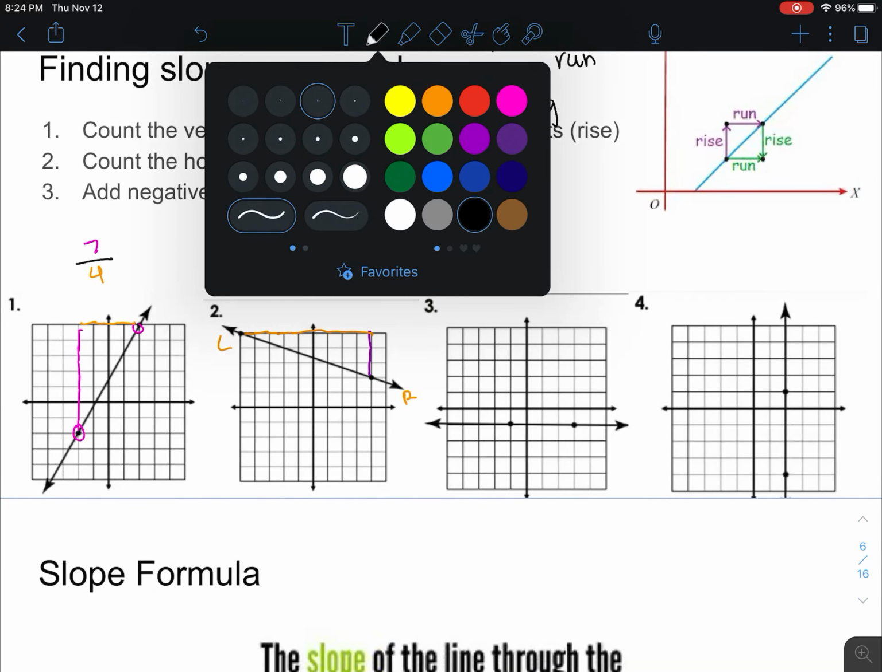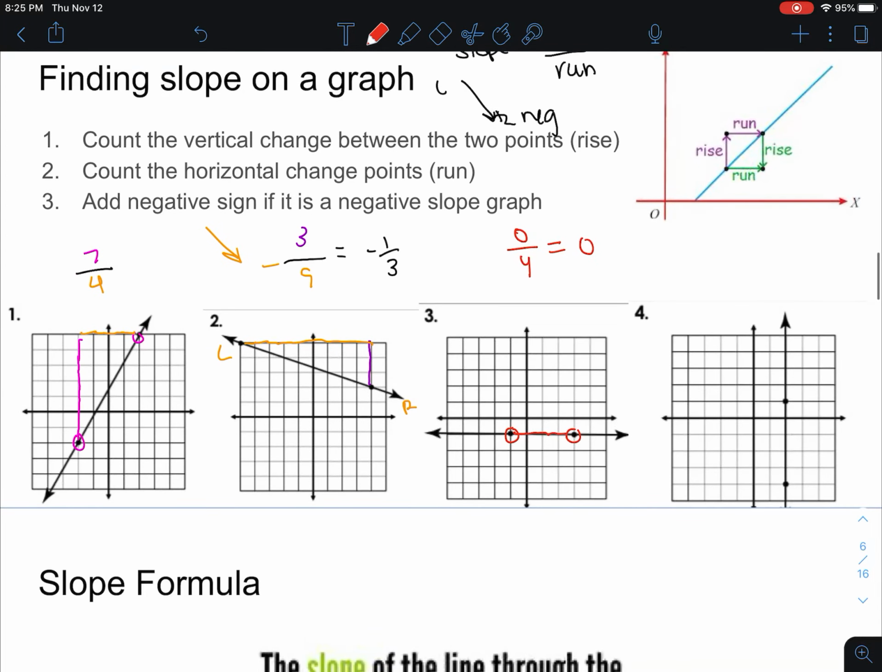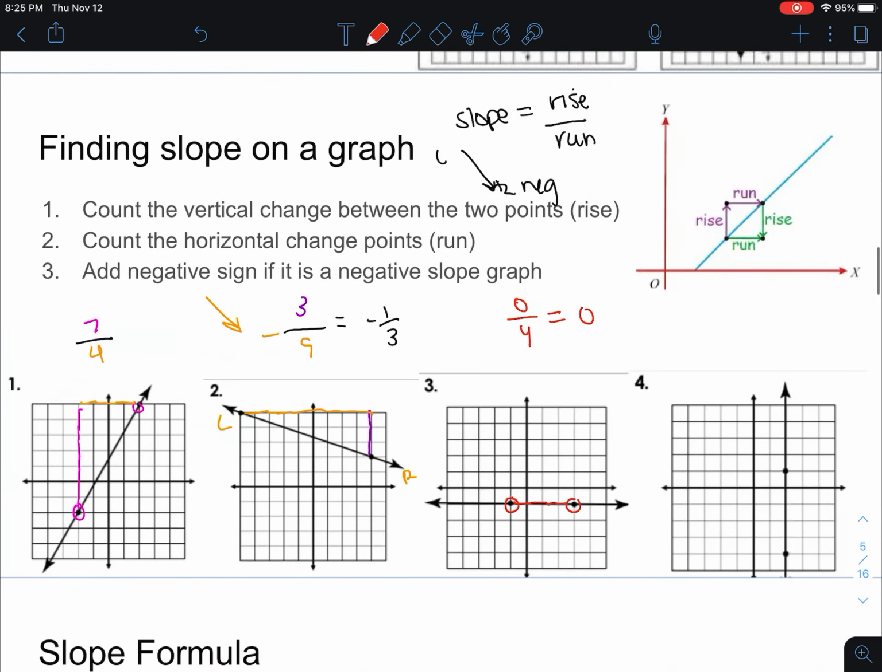Okay, example number 3. So the rise between our 2 points. There is no rise, right? It is a horizontal line. It does not go up or down between the 2 points. So the rise is 0. And the run, how far apart are they horizontally? 1, 2, 3, 4. So it's 0 over 4. And if we simplify that, that's 0. So remember, this is an example of a 0 slope because it is a flat horizontal line.